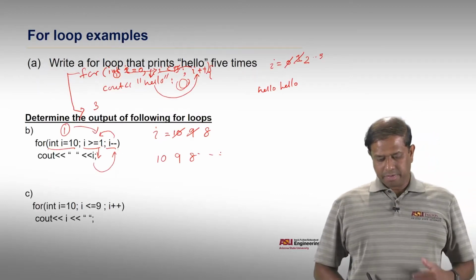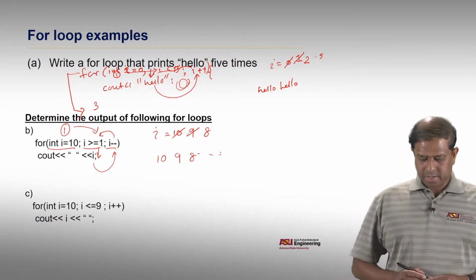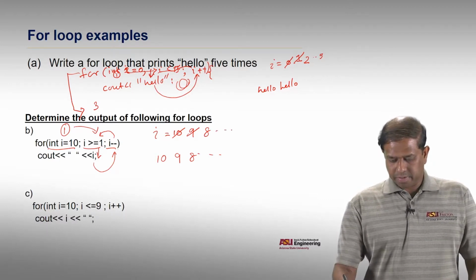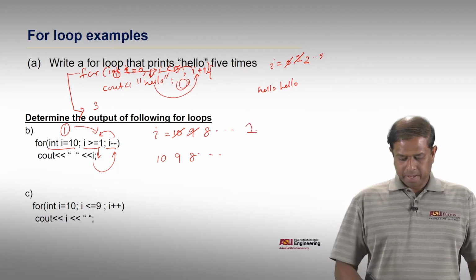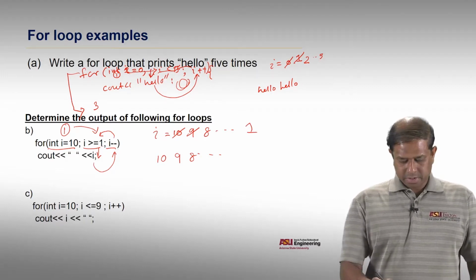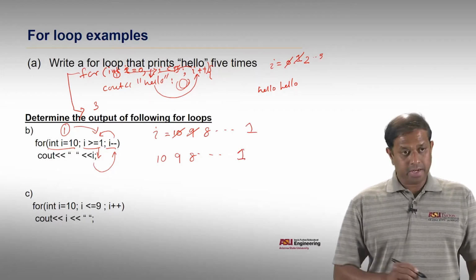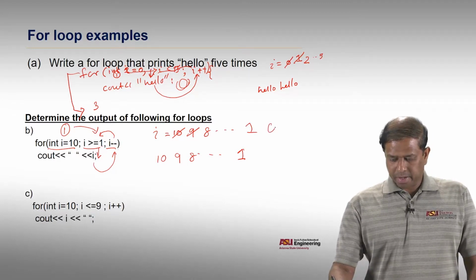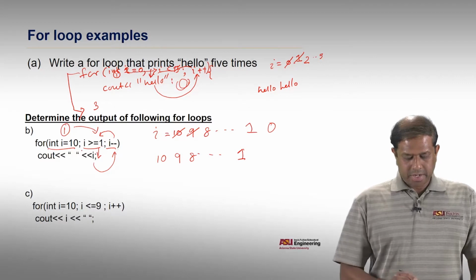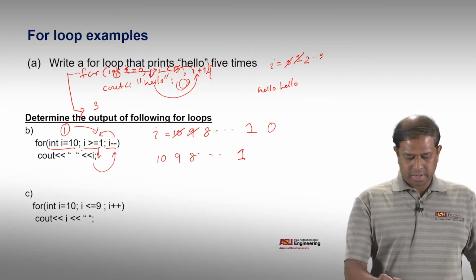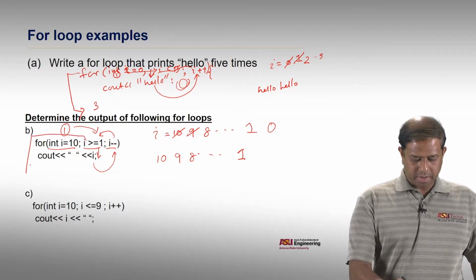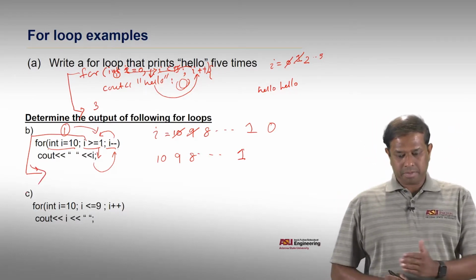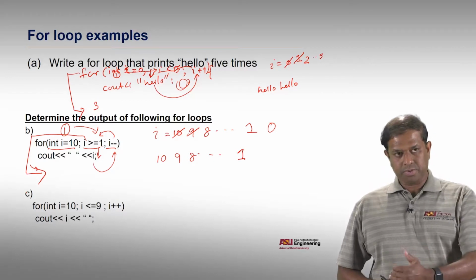So we continue performing this operation while the value of i is greater than or equals to 1. When the value of i is 1, that condition is still true, so we go inside the loop and display that 1, and then deduct 1 from i, so i becomes 0. Now 0 greater than or equals to 1 is false, so at that point we get out of the loop. Therefore, from this for loop, we will be displaying numbers backwards, 10 through 1.